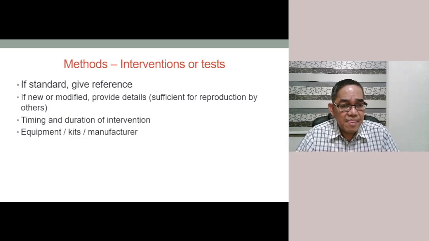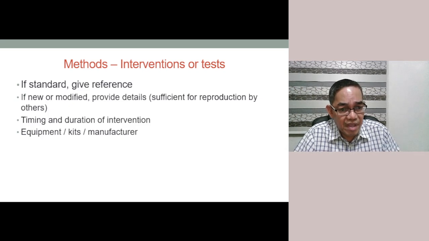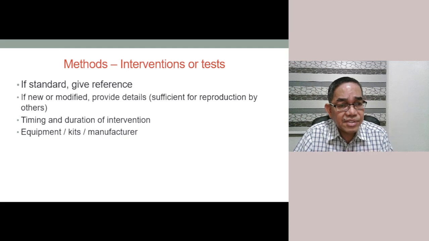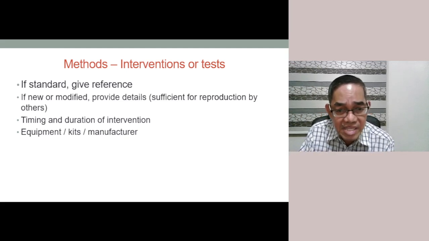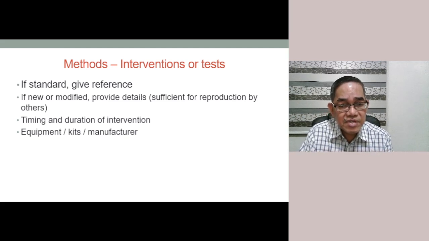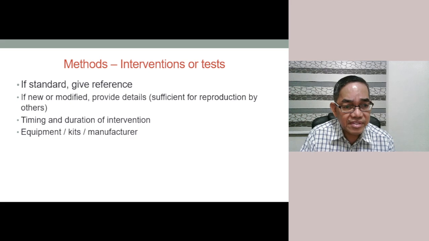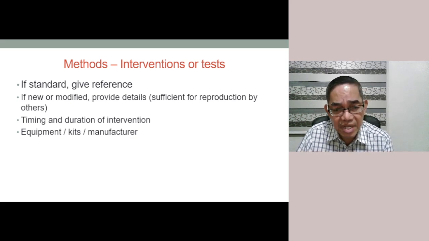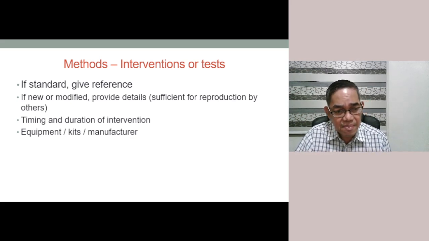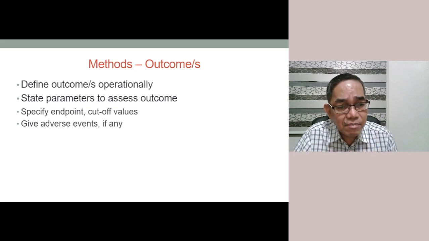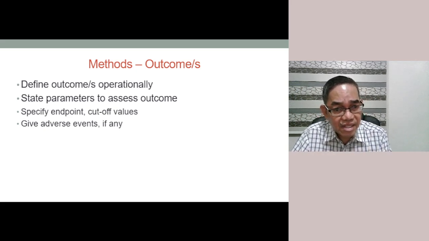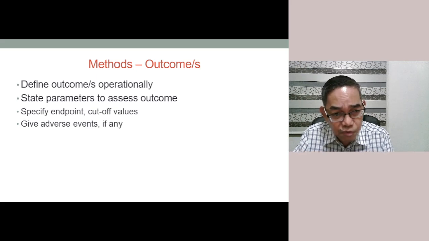And then, if there are interventions or tests, if standard, give the reference. If new or modified, provide details. And this should be sufficient for reproduction by others. And then the timing and the duration of the intervention, the equipment, kits, and manufacturer. And then define the outcomes operationally that you want to look for.